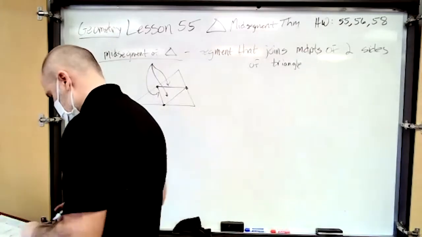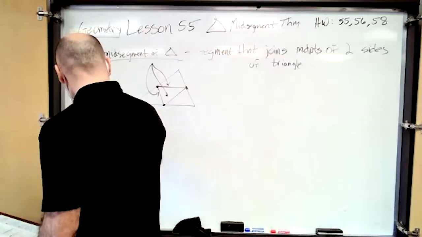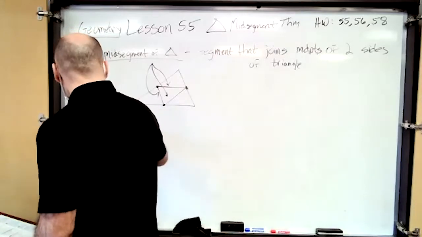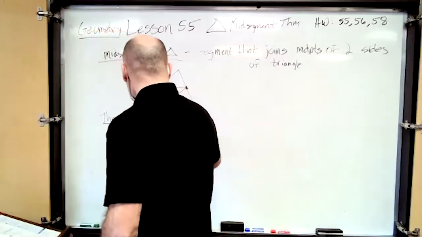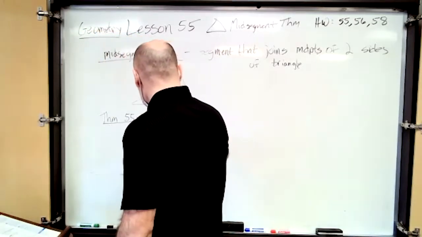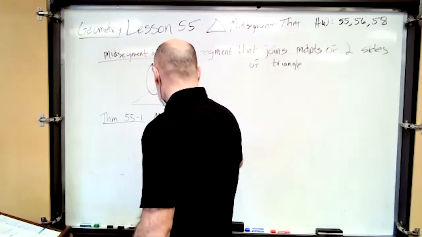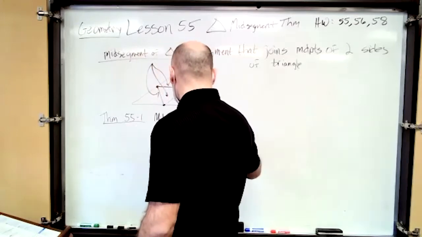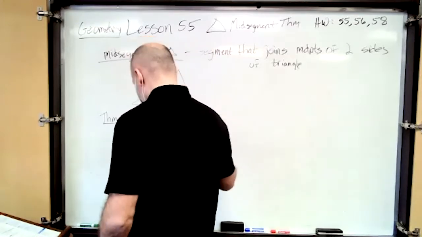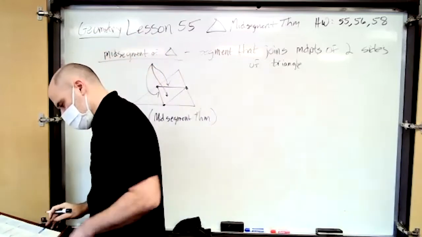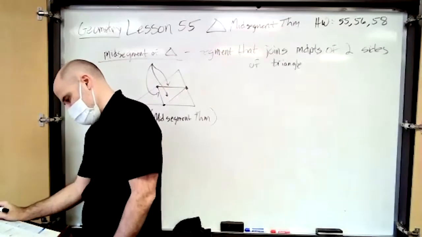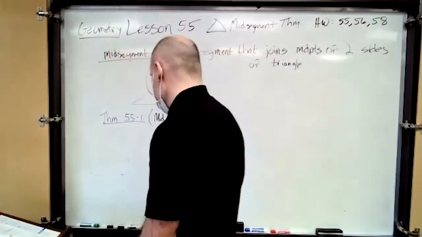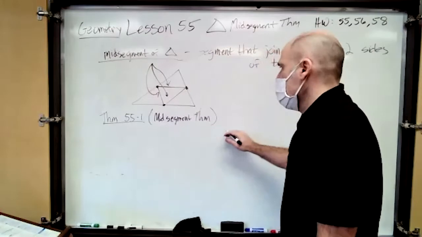So here's what the midsegment theorem says. So this is theorem 5.5.1. The midsegment theorem: the segment joining the midpoints of two sides of a triangle is parallel to and half the length of the third side. Okay? So that kind of makes sense.